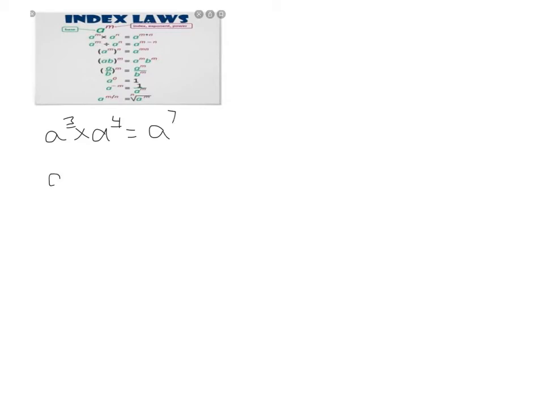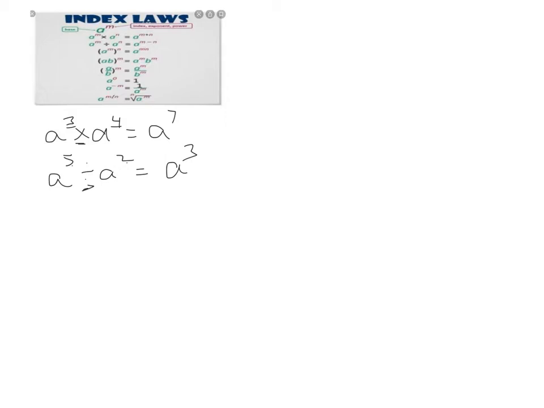Now similarly, if we're dividing, a to the power of 5 divided by a to the power of 2, we've got the one side here, and its inverse or opposite there. The opposite of addition is subtraction, so this becomes 5 minus 2, which is 3.